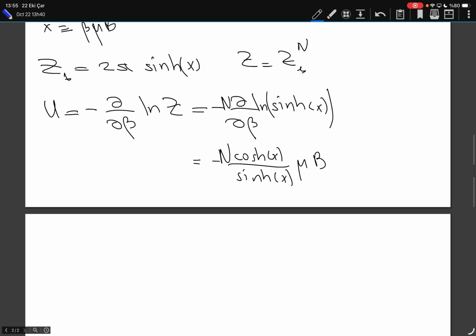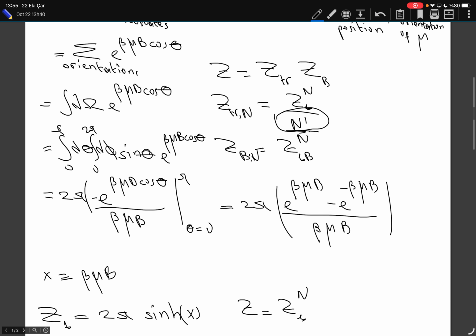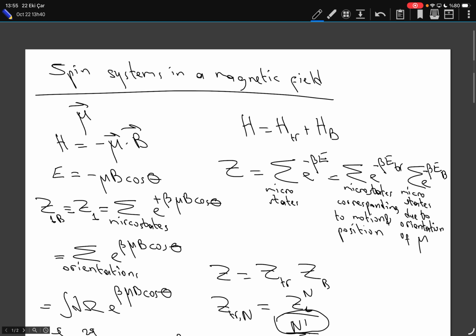Well, let's see, we can look at various limits. In the low temperature limit, things should go to the ground state. The minimum energy configuration is when cosine theta is 1. So the energy of each one is minus mu b. So in the low temperature limit, I should have the energy equal to n times minus mu b. That is what I would expect.